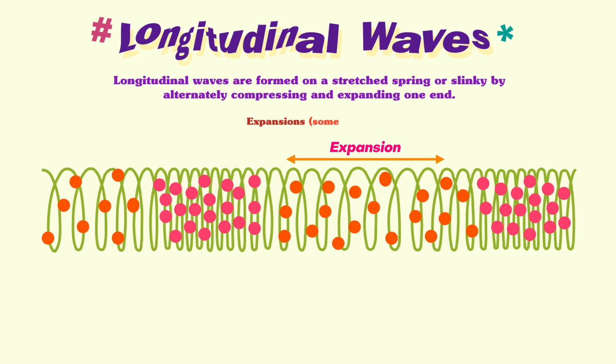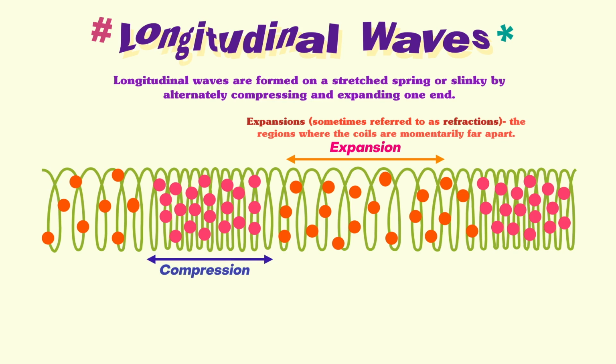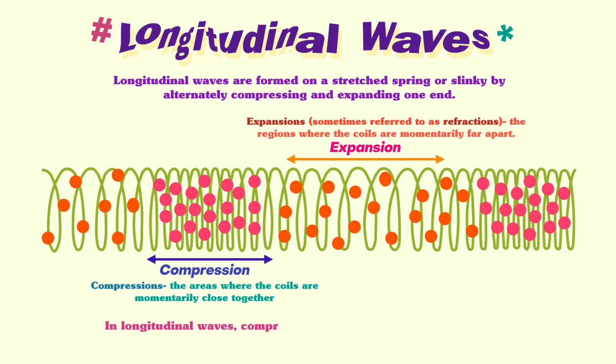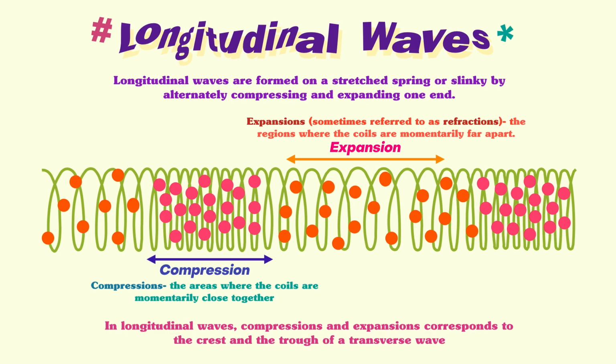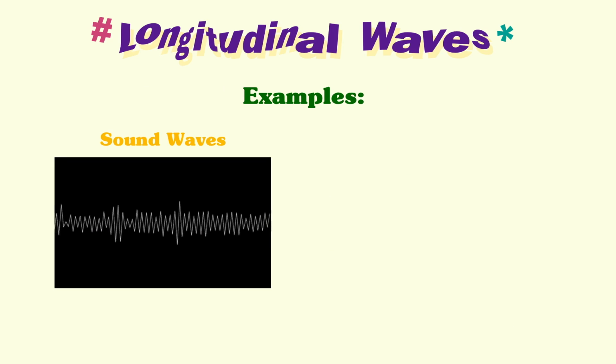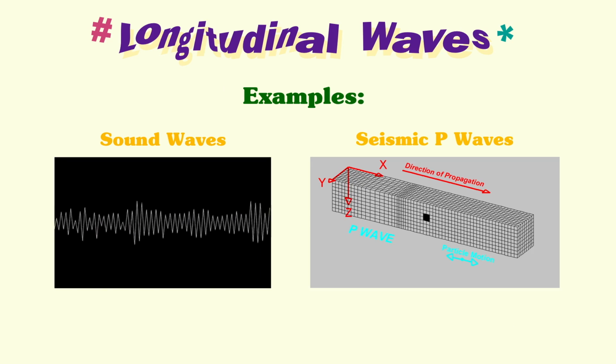This part right here is called the expansions, sometimes referred to as the rarefactions, which is the region where the coils are momentarily far apart. This part right here is called the compression, which is the area where the coils are momentarily close together. In longitudinal waves, compression and expansions correspond to the crest and the trough of the transverse waves. Some examples of longitudinal waves include sound waves and seismic P waves.